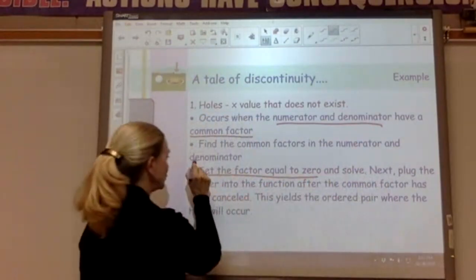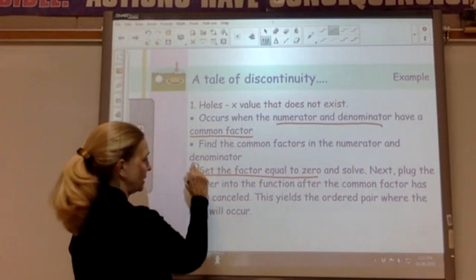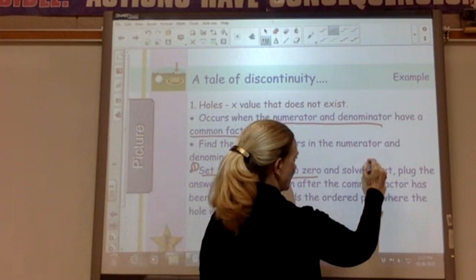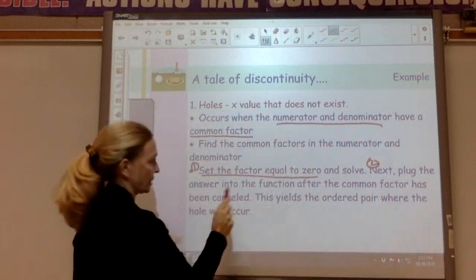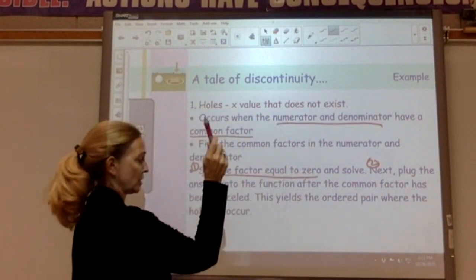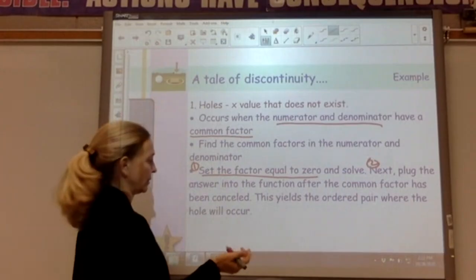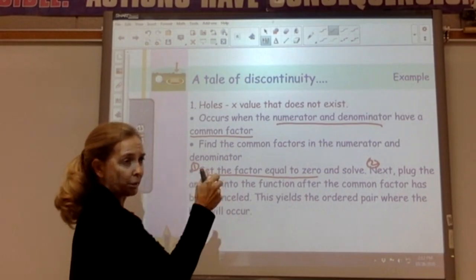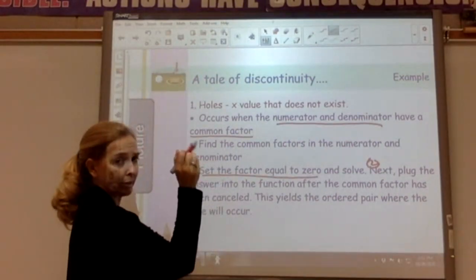Then, so people can usually remember this part. Set the common factor equal to 0 and solve. But if they forget this part, then you have to plug the answer into the function after the common factor has been canceled. And this gives you the ordered pair. The hole is a point on a graph, right? And it would be a point where the graph would be undefined there.